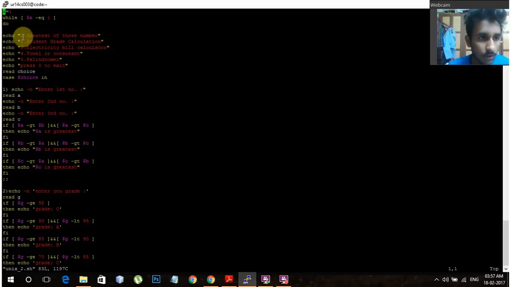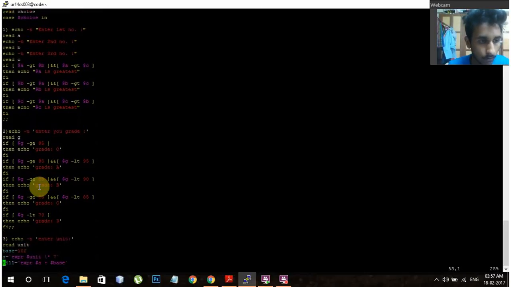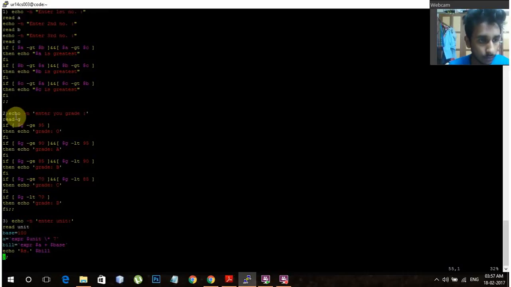Now the second part is the student grade calculation. For that, I'm going to ask the user to enter the grade, put that value into the variable g, and then check if g is greater than 95. If so, I'm going to print out the grade O. If it is between 90 and 95, then the grade is A. If it is between 85 and 90, the grade is B, and so on.